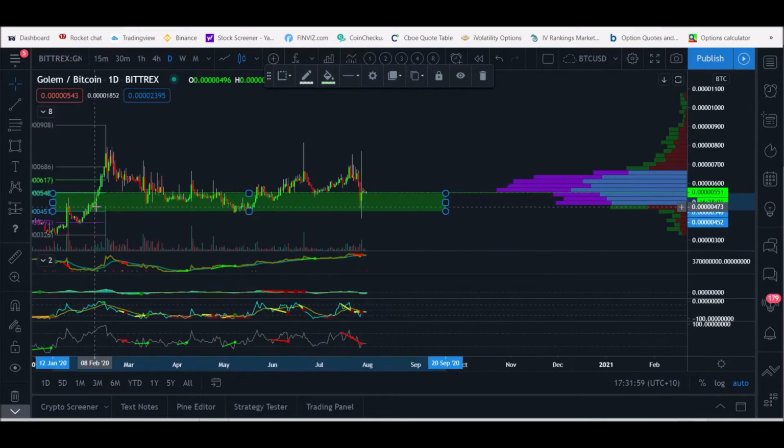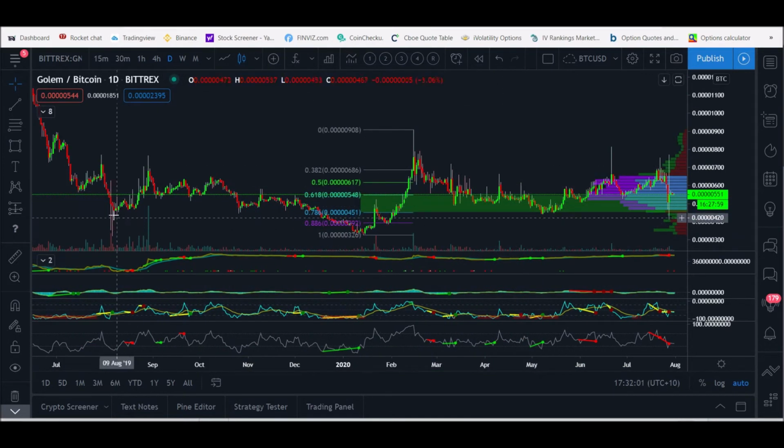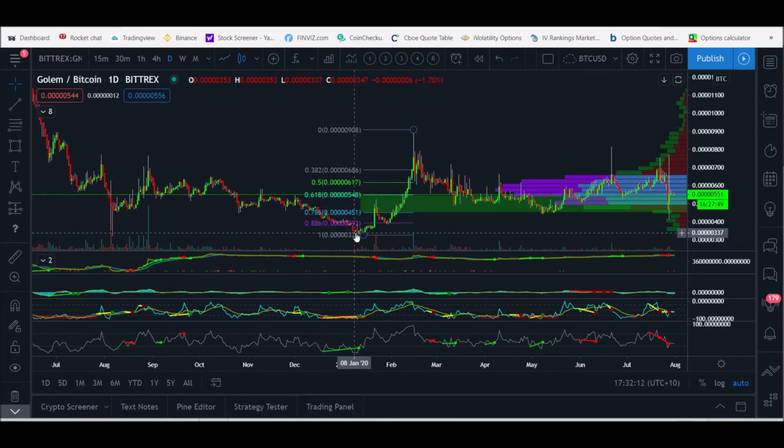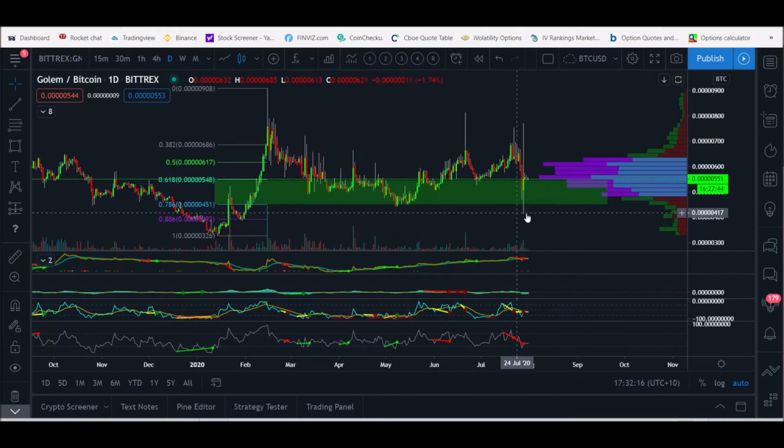So you can see the rule of wicks and tails. So these are some really large tails here. Wicks and tails like to be filled in around 92% of the time. You can see price rallied, came back down, and right into filling these wicks. So I expect nothing less for this area right here. So I wouldn't mind if this came into here.